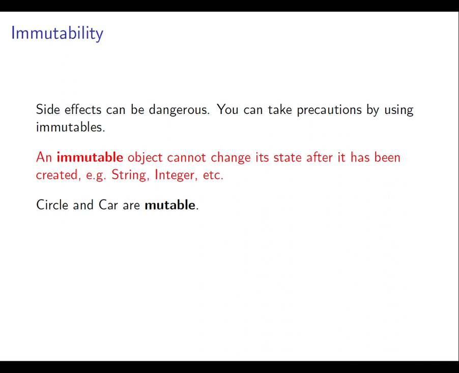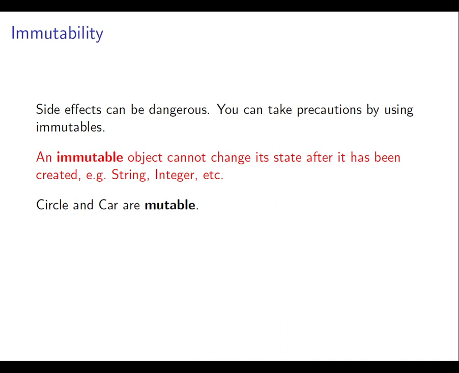Now, side effects can be dangerous, and in fact if you thoroughly absorbed the lessons of Haskell programming in Inf 1A, you might already be indoctrinated into this idea. And you can avoid those dangers of side effects by using immutable objects. All we mean by an immutable object is one that cannot change its state after it's been created, and string and integer in Java are examples of these.